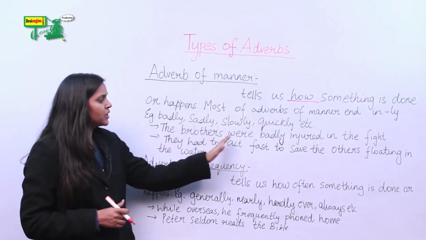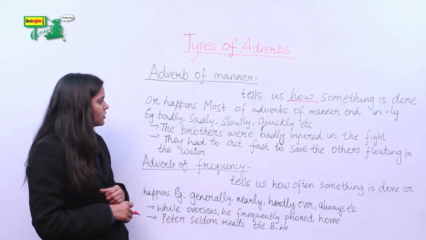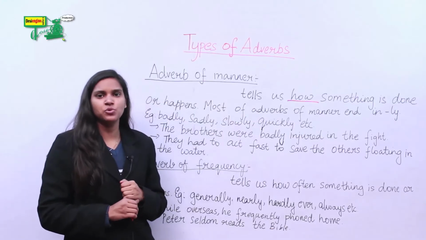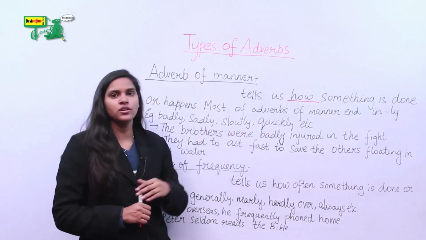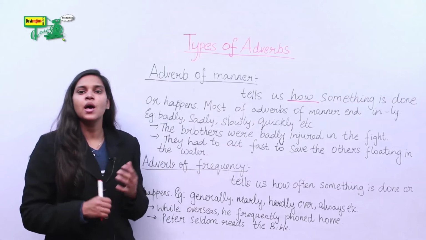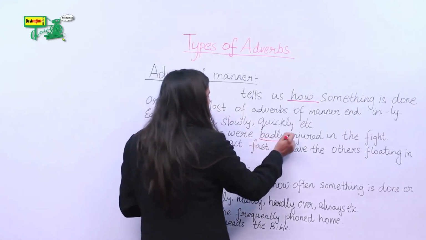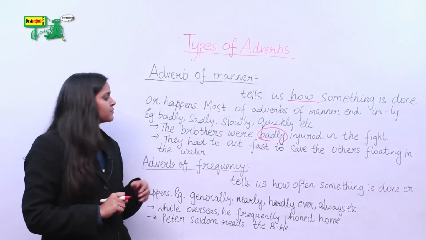The brothers were badly injured in the fight. The verb over here is injured, and the question that you have to put up to the verb is how. So how were they injured? The answer that we get is badly injured. Therefore, badly is my adverb of manner.